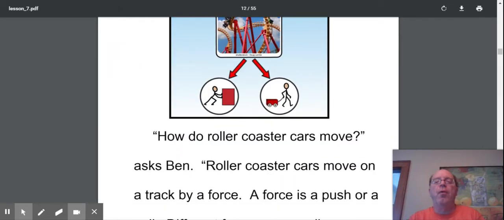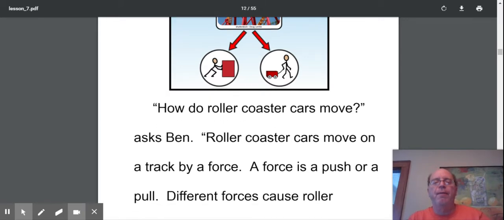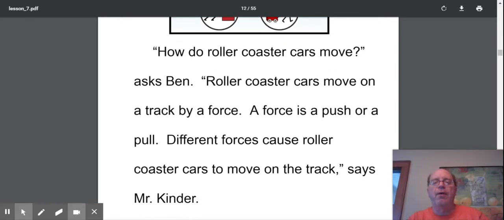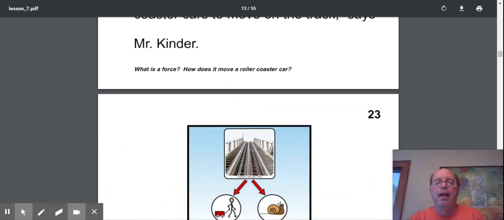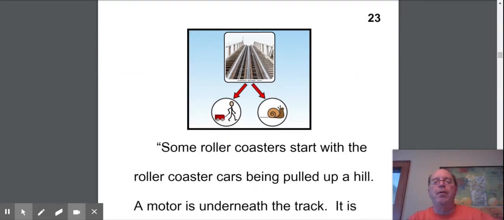Oh, how do roller coasters move? Asked Ben. Roller coaster cars move on a track by a force. A force is a push or a pull. Different forces cause the roller coaster cars to move on the track, says Mr. Kinder. So, how do they move? Let's read that again. How do roller coaster cars move? Asked Ben. Roller coaster cars move on a track by a force. A force is a push or a pull. Ooh, okay.